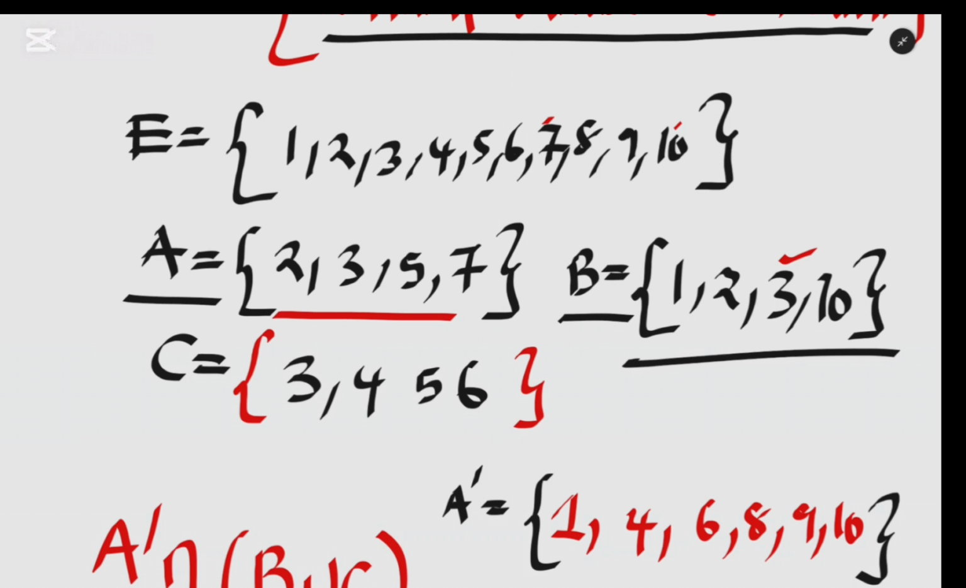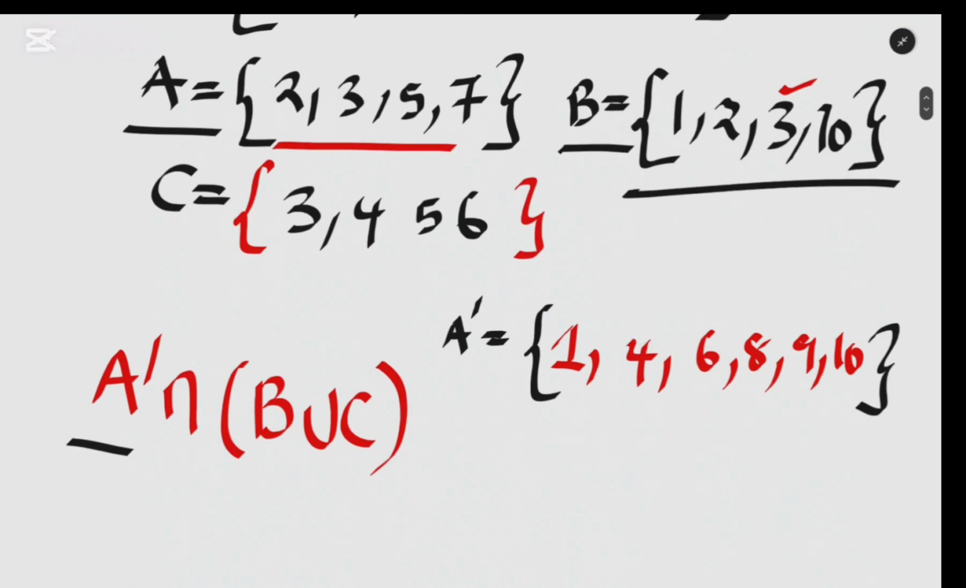Okay, let us confirm. 2 is part of this. 3 is part. 5 is part. And 7 is part. So we are going to remain with 1, 4, 6, 8, 9. Okay, do we have a 10? Yes, also a 10. So we've listed the A complement.